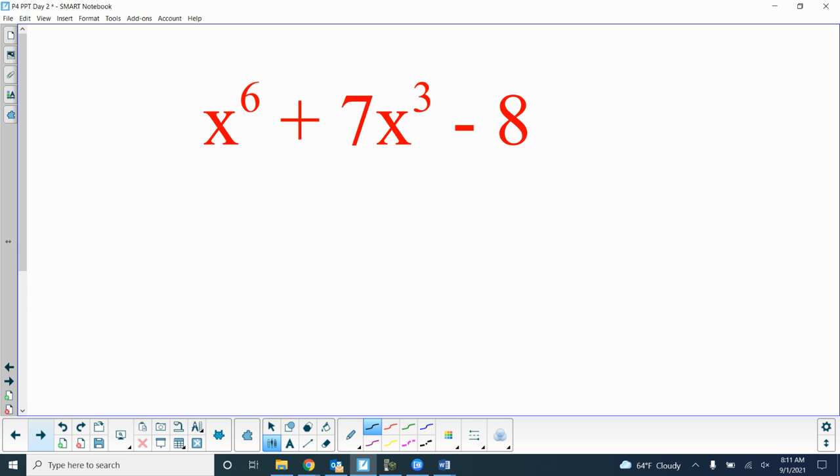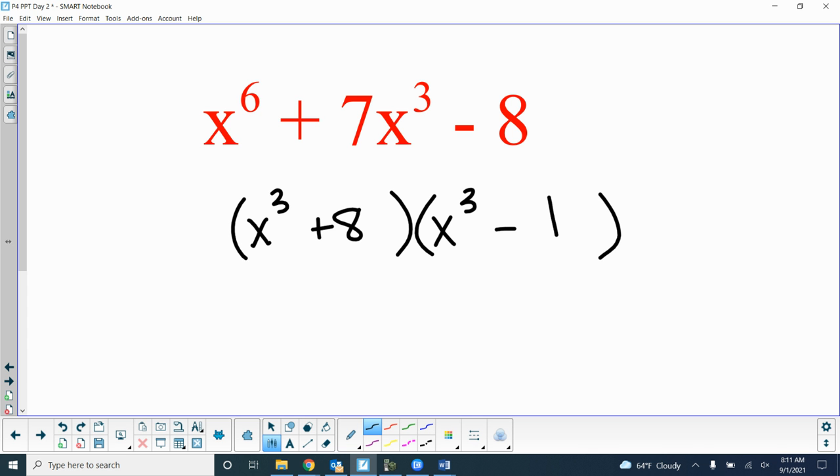Because A is what? A is 1, right? So what am I going to put in front of both, since it's x to the 6th? X to the 3rd. All right, so I'm looking for factors of -8 that add up to +7, which are, right, and I'm all done, right?